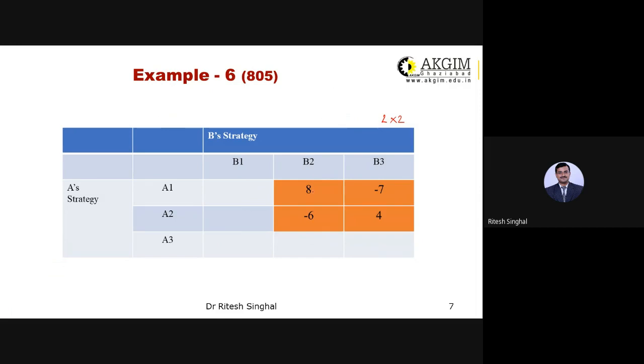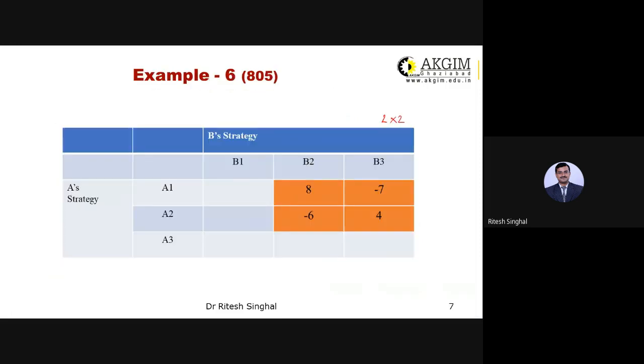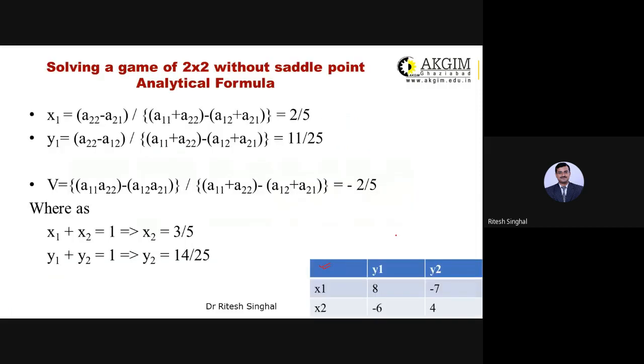So friends, here we apply the analytical formula. This is our matrix which is left here. I think you can compare this matrix with this one. Yes, here it is. So this is the matrix left. It is a 2 by 2 matrix, and I think you may have understood that this particular cell is called A11, this particular cell is called A12, this is called A21, and this is called A22. So there are four values: A11, A12, A21, and A22.